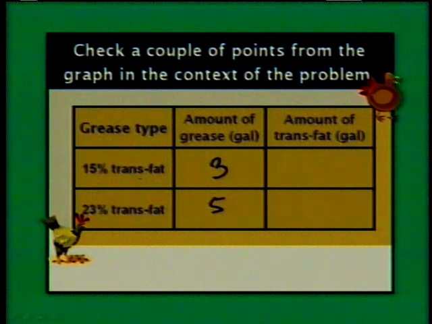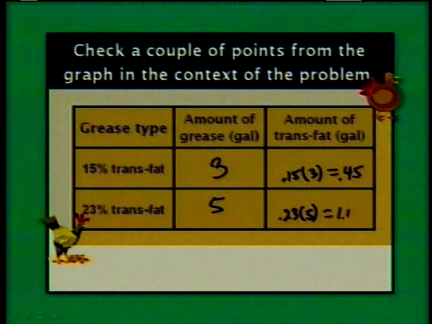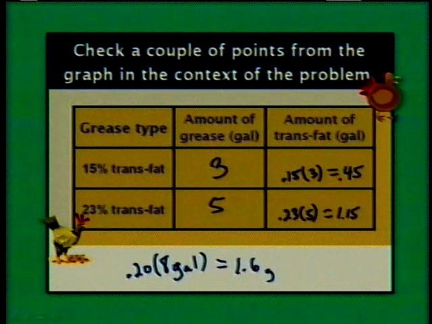If I have 3 gallons of 15% trans fat grease, the amount of trans fat is going to be 0.15 times 3, which is 0.45 gallons. If I have 5 gallons of 23% trans fat grease, the amount of trans fat is going to be 0.23 times 5, which is 1.15 gallons. Now, when I add these two grease amounts together, I end up with 8 gallons total of grease. I want those 8 gallons to be 20% trans fat. So what is 20% of 8 gallons? Well, that would be 1.6 gallons.